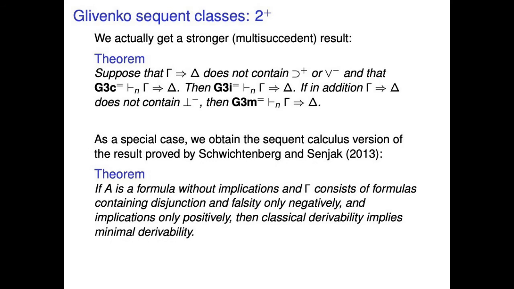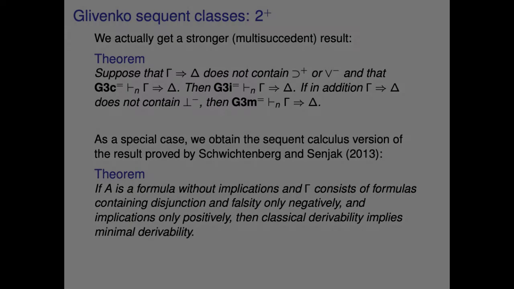We can also get a stronger multi-succedent result for this second class: if a multi-succedent sequent does not contain a positive implication or negative disjunction, and it is derivable classically, then it is derivable intuitionistically. And the result can be strengthened as usual for minimal logic. And here we get a special case of the result by Schütte and Tanyak that said that if we have a formula without implication, and gamma consists of formulas that contain disjunction and falsity only in the negative part and implications only in the positive part, then classical derivability implies minimal derivability. It is just a special case of this result.